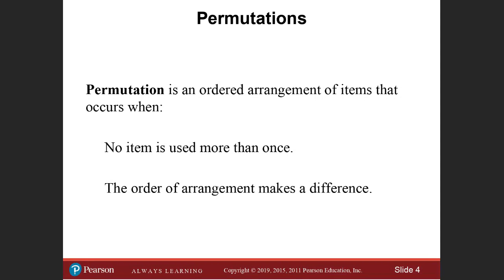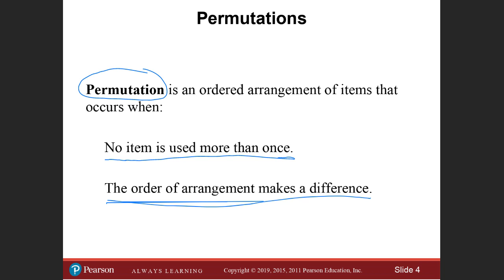Permutations. Definition: a permutation is an ordered arrangement of items that occurs when no item is used more than once. The order of arrangements makes a difference. So here's the key item here: no item is used more than once, and the order makes a difference. So that's permutation.